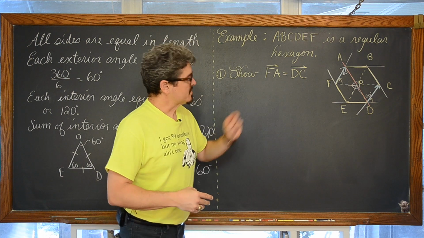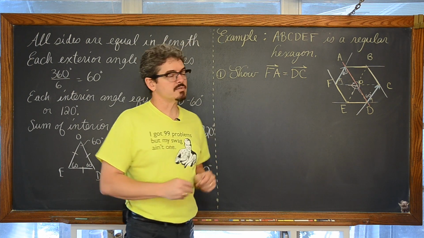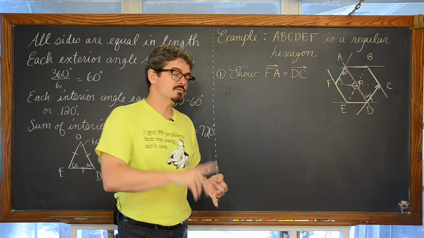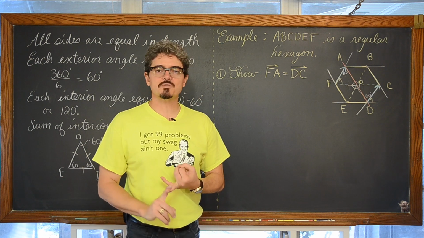Thus, the direction of vector FA is equal to the direction of vector DC, and since their magnitude and direction are equal, those vectors themselves are equal.